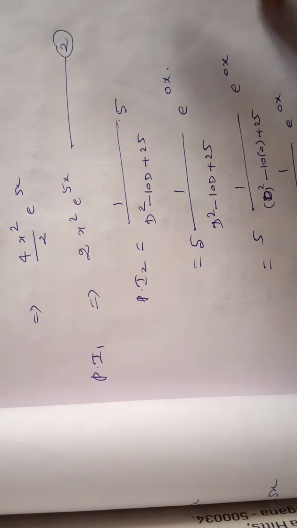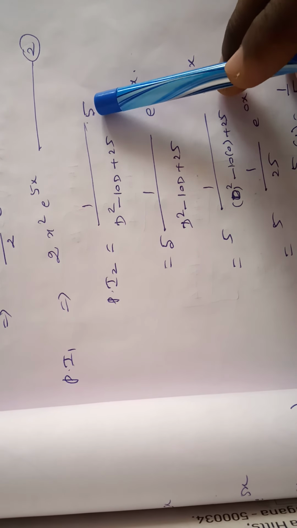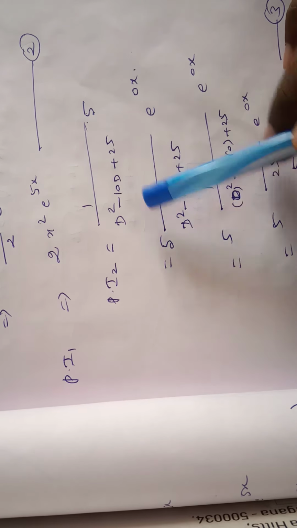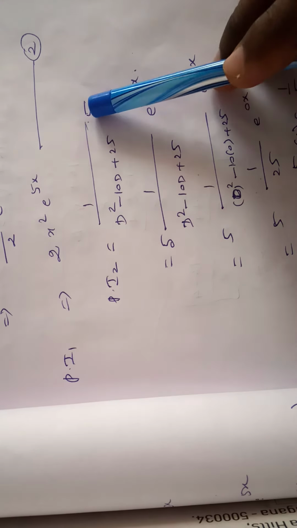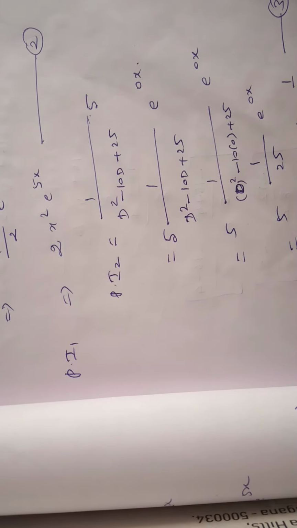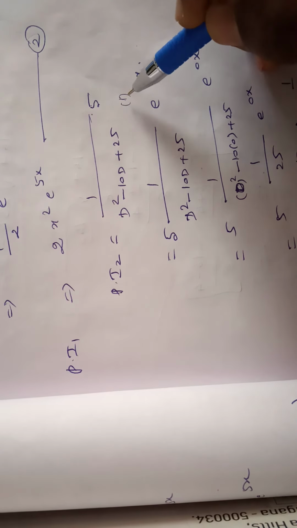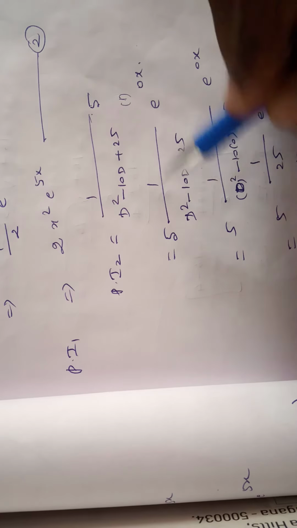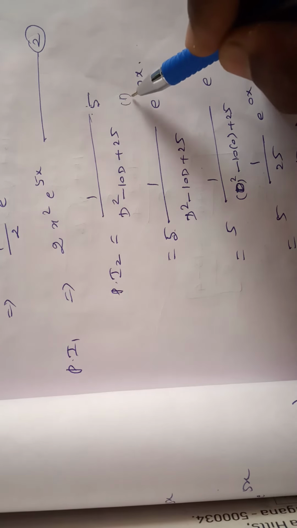Here the second particular integral is 1 by D² − 10D + 25 into 5. Only the number 5 is given. So the number 5 can be taken in front: 5 into 1 divided by D² − 10D + 25. 1 into 5 is 5, so 5 can be taken in front, and this place is 1.